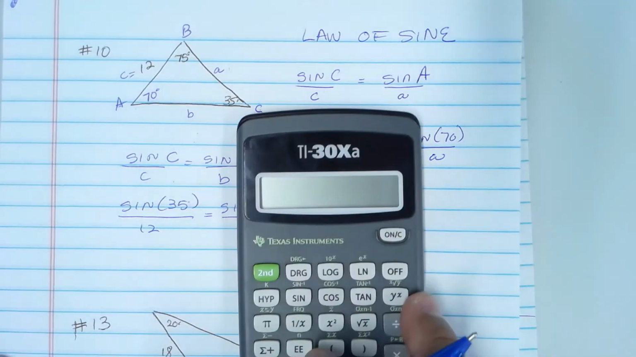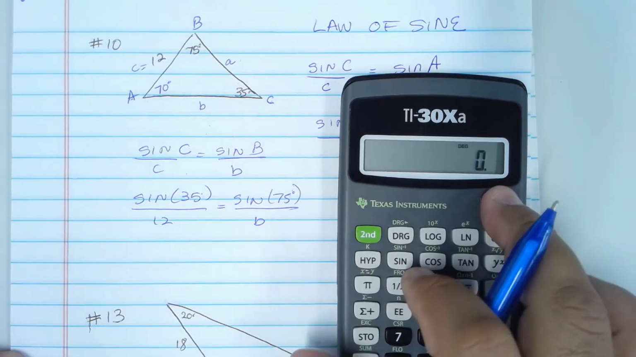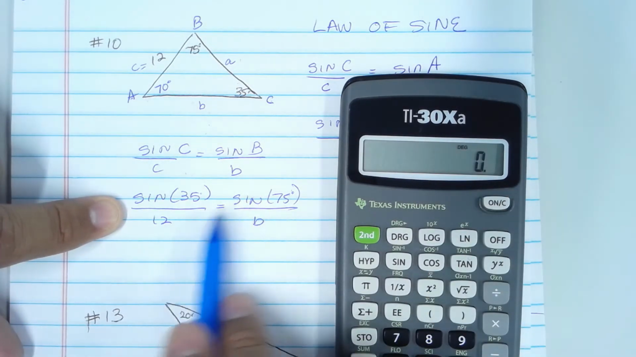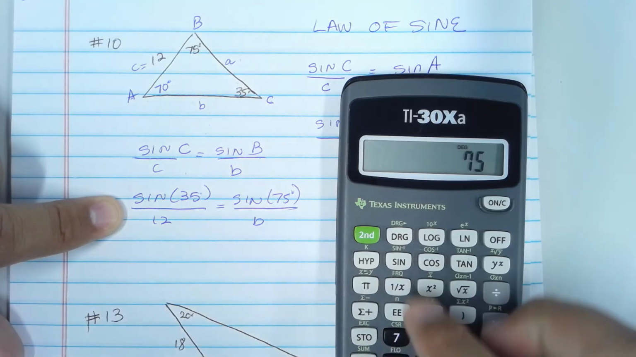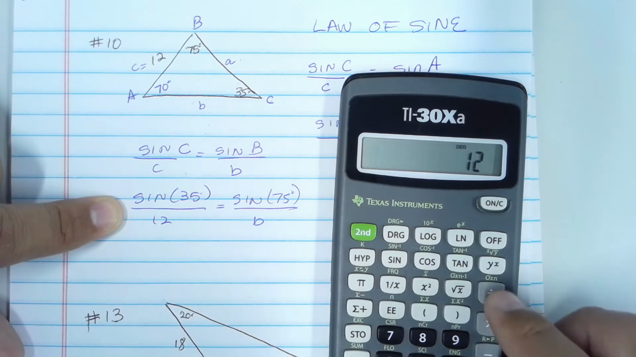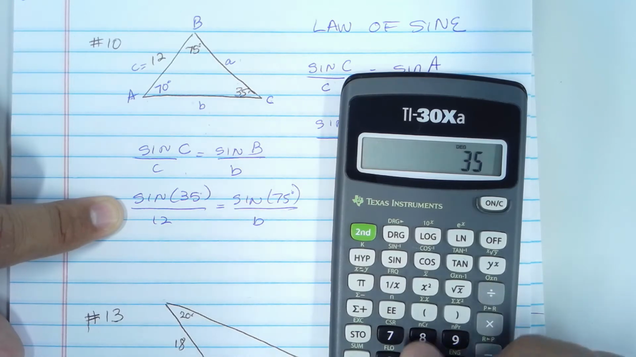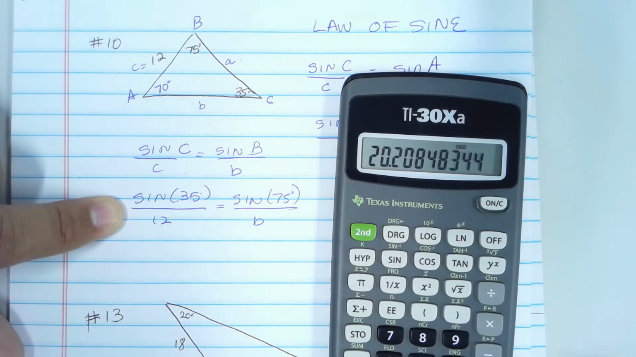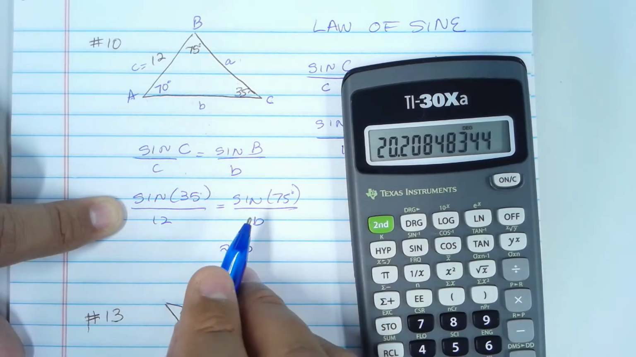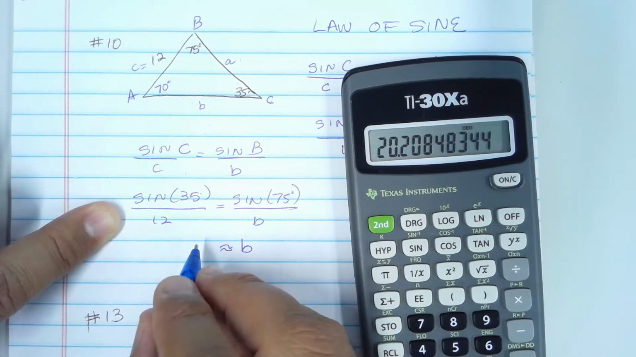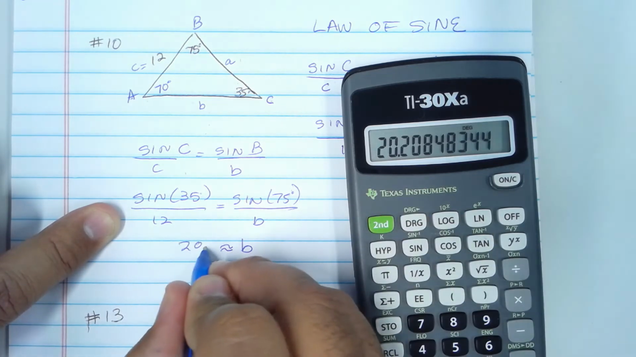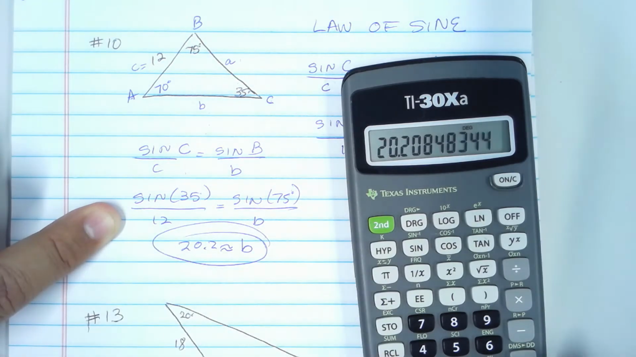Use the calculator over here. I'll do the first one here. So again, this is very important: you're multiplying these two because they're diagonal to each other. 75 sine times 12 divided by 35 sine equals, we have B to be approximately 20.21, or if we round it to the tenths place, it will be 20.2 for the first one.